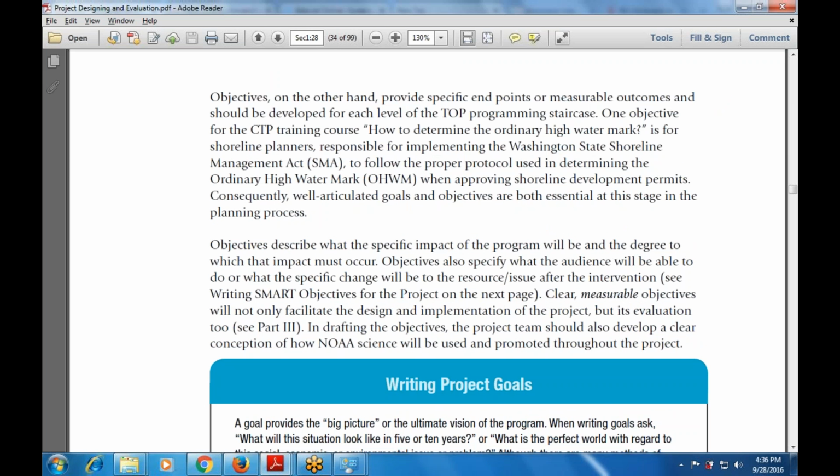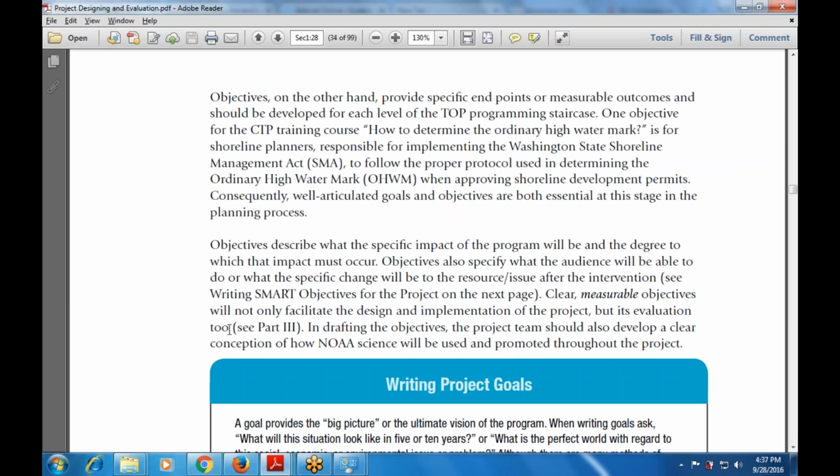The objective must be clear with the pitch of the program. It must specify the impact of the program and the degree to which the impact must occur. The objectives also specify what the audience will be able to do, that means the role of the audience and what specific change will happen to the resource issue after the intervention. That is writing SMART objectives.